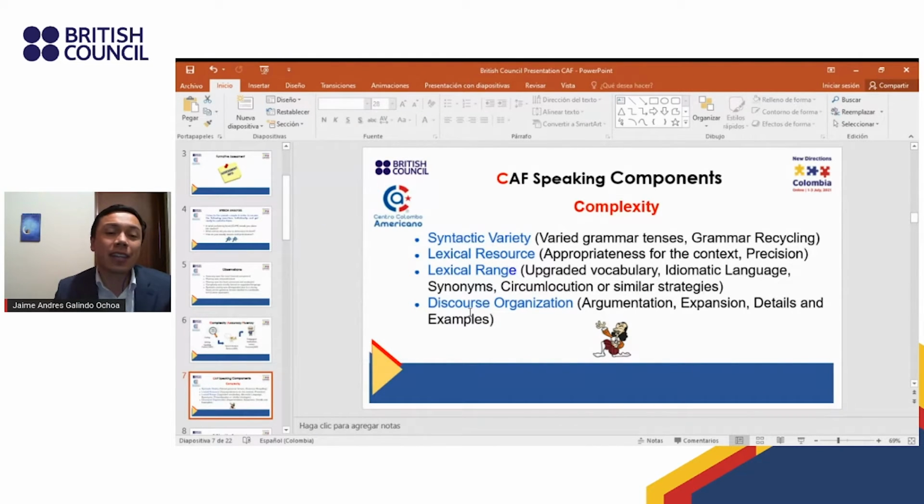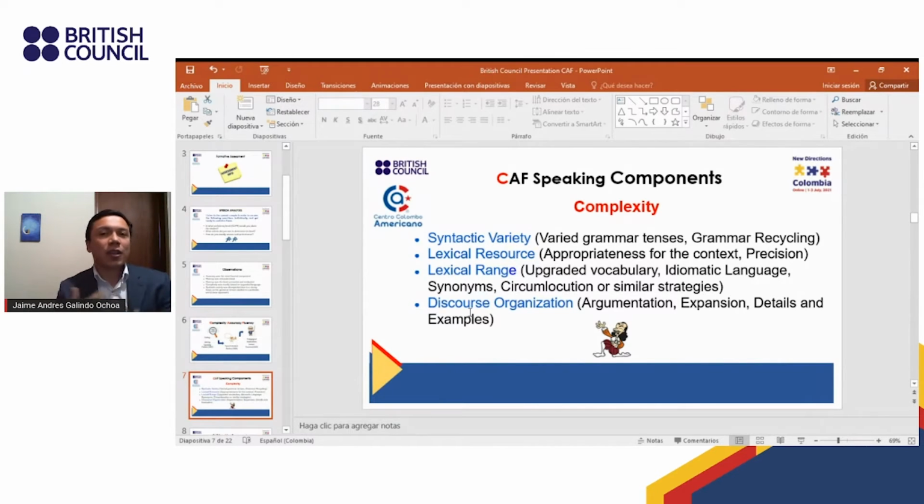Lexical range, we defined it as upgraded vocabulary, idiomatic language, synonyms, circumlocution, or similar strategies. And finally, we have discourse organization, which is argumentation, expansion, details, and other examples. So this framework gave the ground for teachers to see complexity not only as advanced language, because when we say, please make sure that the student reaches advanced language, we might just stay around that specific concept. But what is it, advanced language, or what do we do?